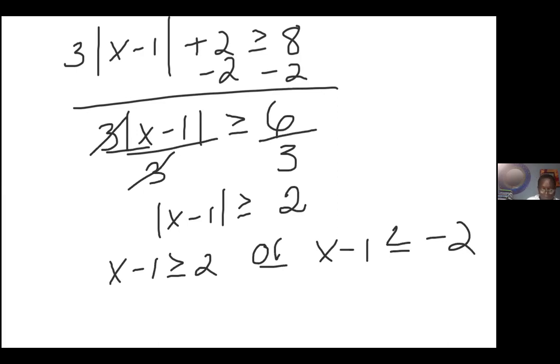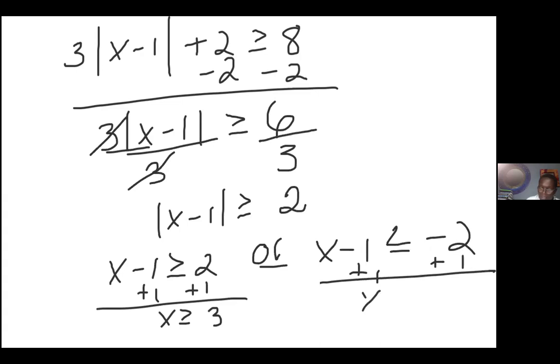So now I'm going to solve them, guys. So I add 1 to both sides. So I get x is greater than or equal to 3. Over here, I add 1 to both sides. I get x is less than or equal to negative 1. So there's your solutions. Now you have to graph them and write it in interval notation.